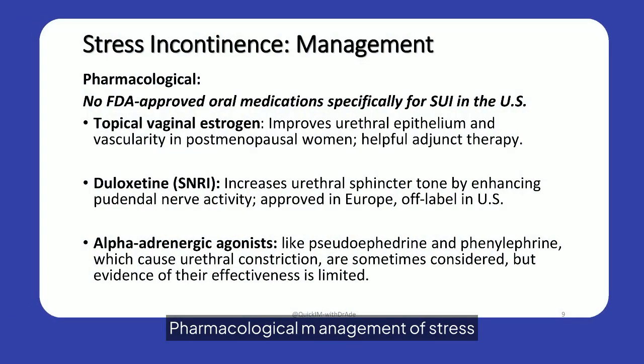Pharmacological management of stress incontinence includes topical vaginal estrogen and duloxetine. While no FDA-approved oral medications exist in the U.S., these treatments can enhance urethral function and provide symptom relief.